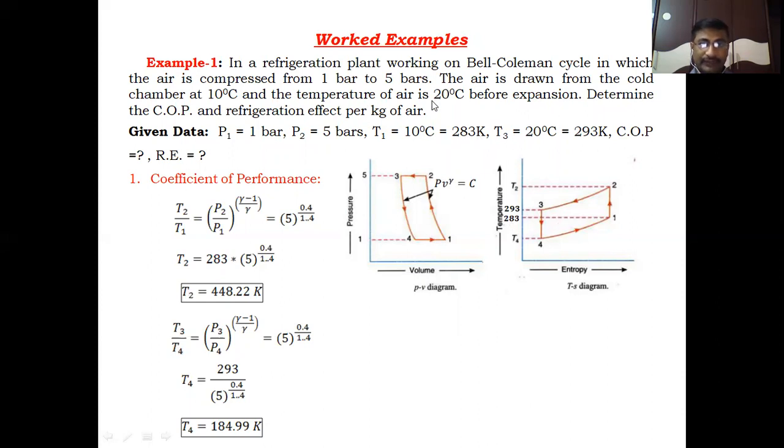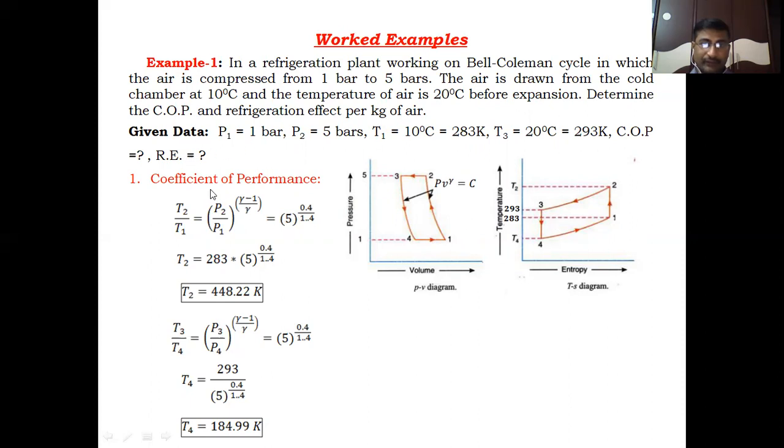And the temperature of air is 20 degrees centigrade before expansion. Before expansion, there is a point 3, state point 3. State point 3 is the before expansion state point. That's T3, 20 degrees centigrade, 293 kelvins. Clear, students? T3 is taken as 20 degrees centigrade or 293 kelvins. We have to find the COP and refrigeration effect.